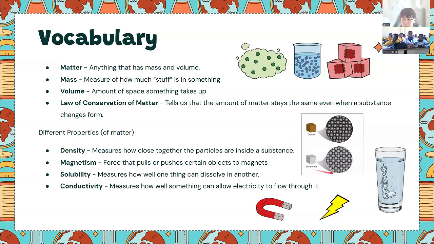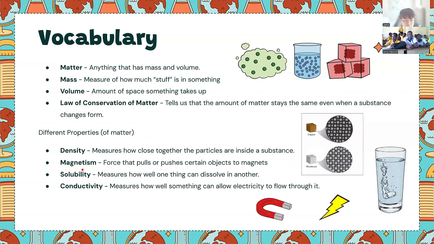You can see these are both cubes, but density depends on how much stuff is in it. You can see the one on the bottom has more particles in it. It means that the bottom one is more dense than the one at the top, because there are more particles in a fixed volume. And we will talk more about density and how we can use that to test some of the properties of matter in just a little bit.